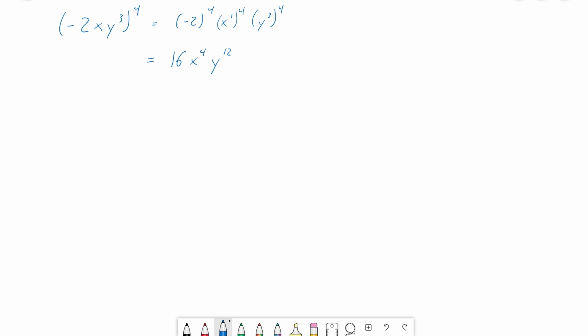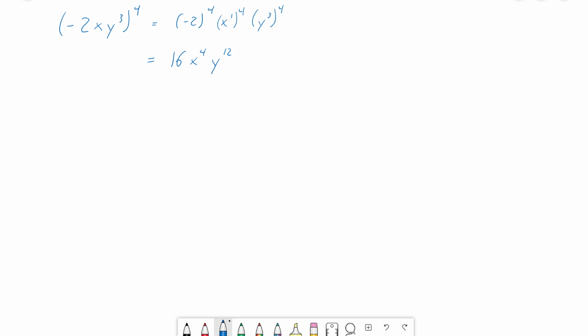Note that the power of 4 acts on both the negative as well as the 2, since the negative 2 is all in parentheses. If the negative sign had been outside the parentheses, then we would have applied the 4 to everything inside, left that extra negative outside, and dealt with it at the very end.